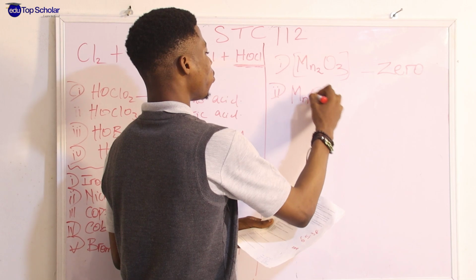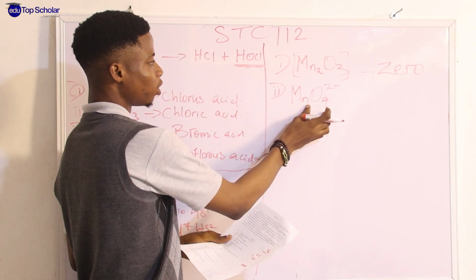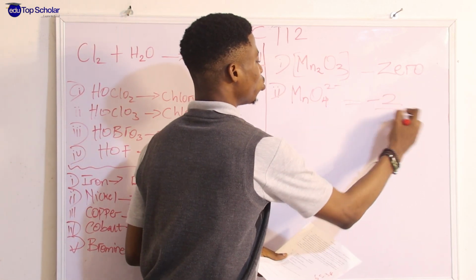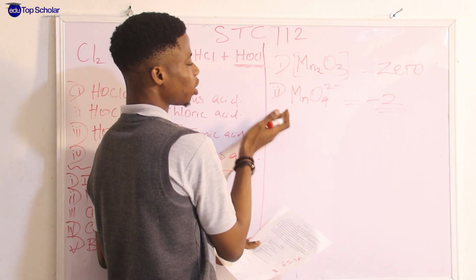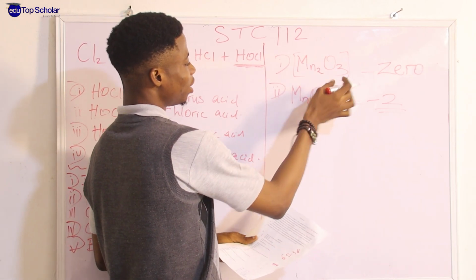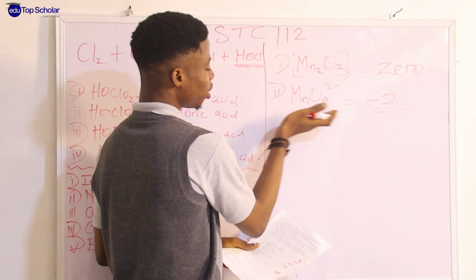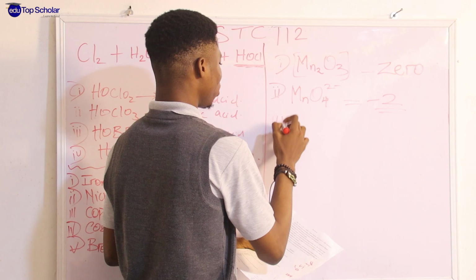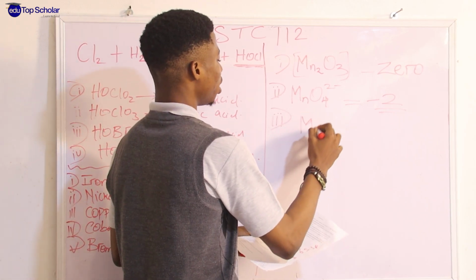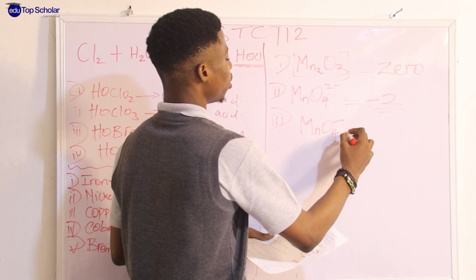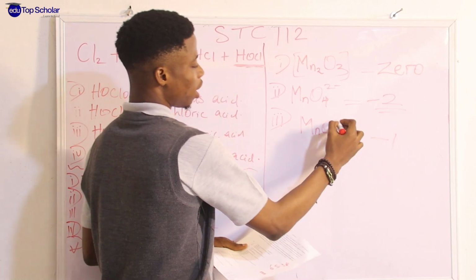So now the next one says MnO4 2 minus. We have MnO4 2 minus. Now the oxidation state of this compound is -2. So the oxidation state is -2 because the compound has already added 2 electrons. So the oxidation number is -2. So now for the third, we have MnO4 minus. So the oxidation number of this compound is -1 because it's carrying minus here.